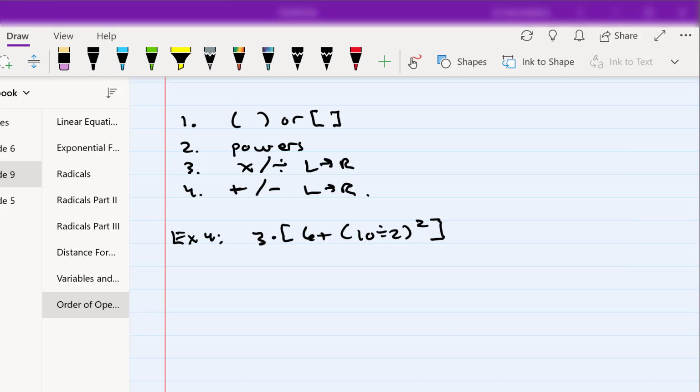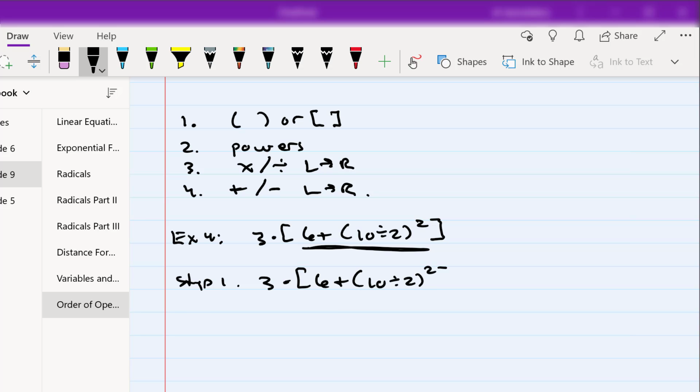We have 3 times, in brackets, 6 plus 10 divided by 2 squared, close bracket. Since brackets have the highest precedence, we're going to do this first. So step 1, we have 3 multiplied by 6 plus 10 divided by 2 squared. Now within the bracket, we have parentheses, so we have to deal with that first. So 10 divided by 2 is 5 squared. Now we have 3 multiplied by 6 plus 5 squared.